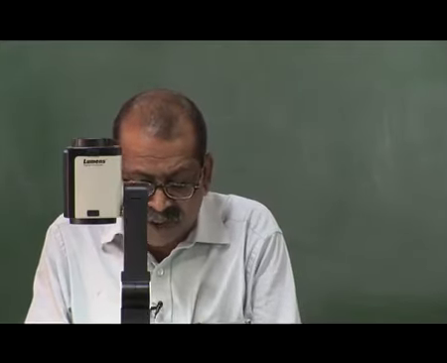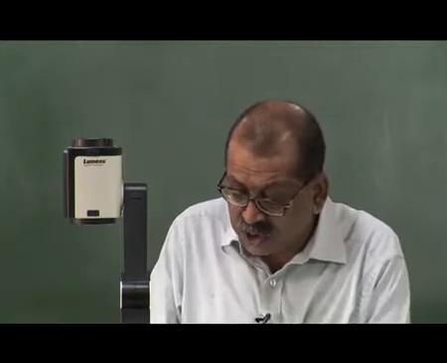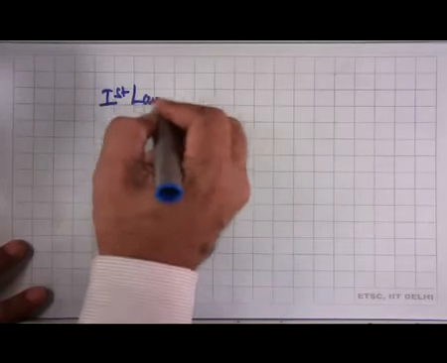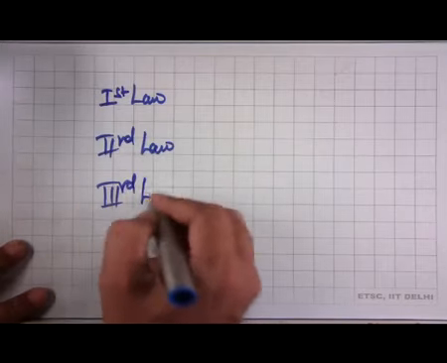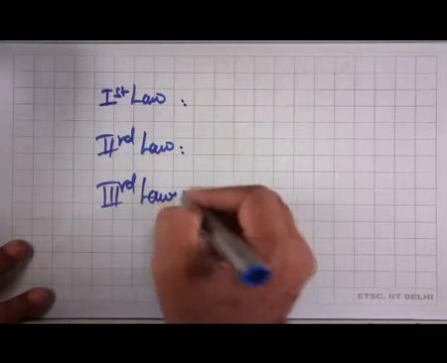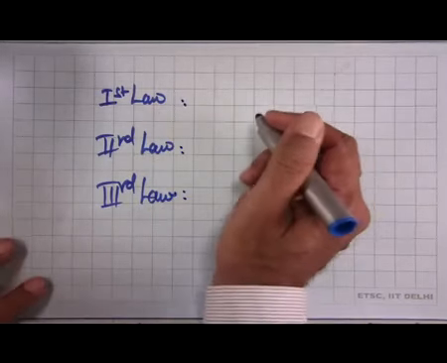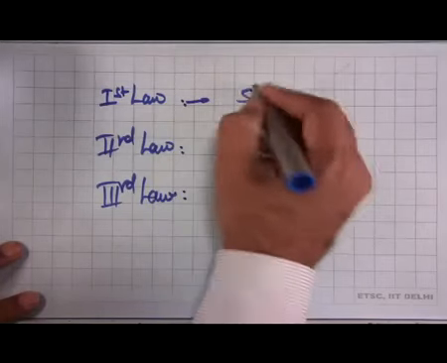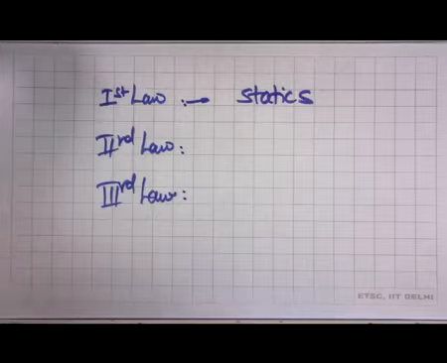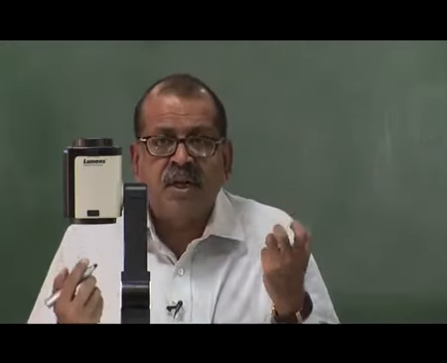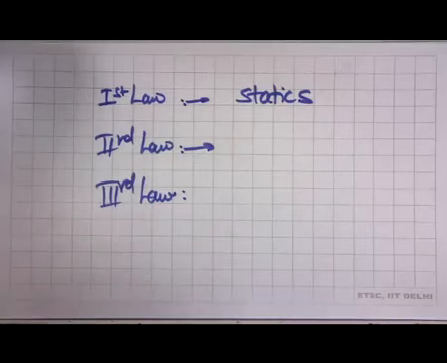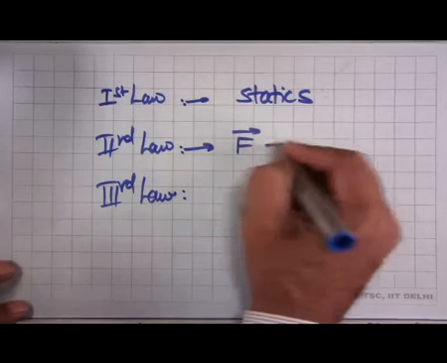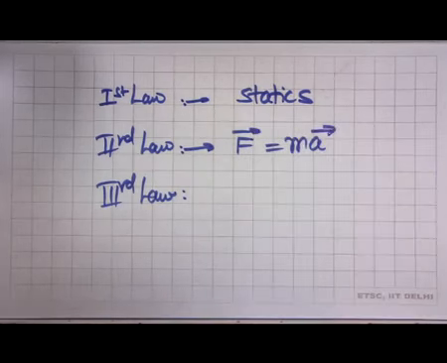Now, let us sum up. We have seen Newton's first law, Newton's second law, and Newton's third law. Newton's first law was the law of inertia, and essentially it leads us to laws of statics. That is, if a particle is not moving, then the sum of forces on the particle must be equal to 0. Newton's second law, we will see, is generally written as F is equal to ma.